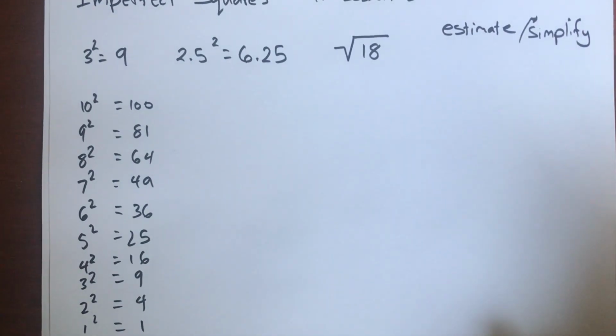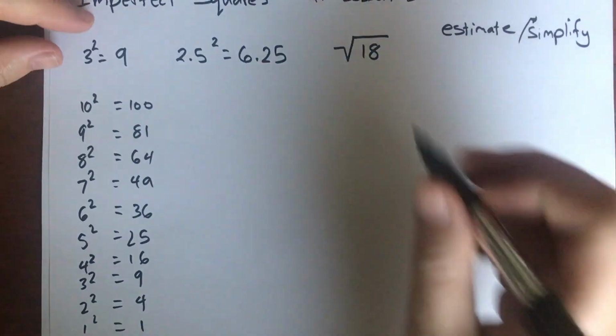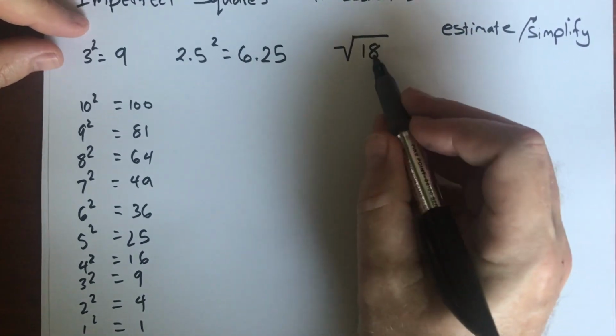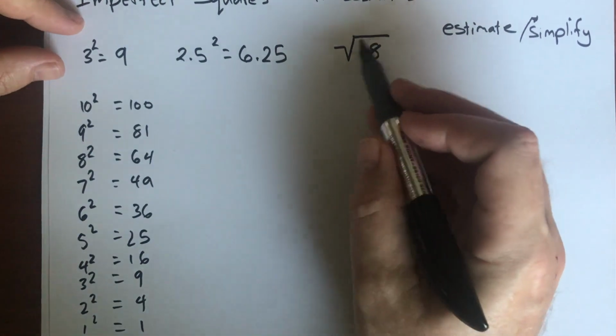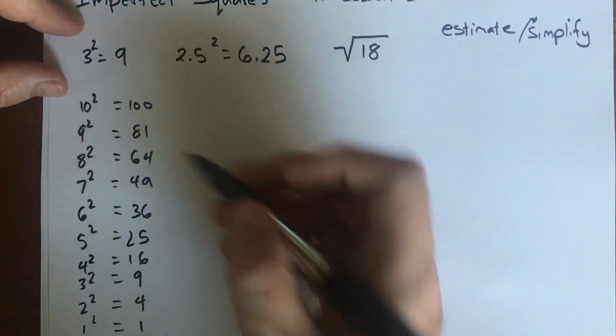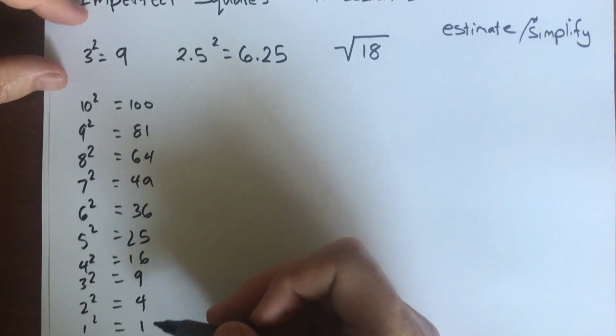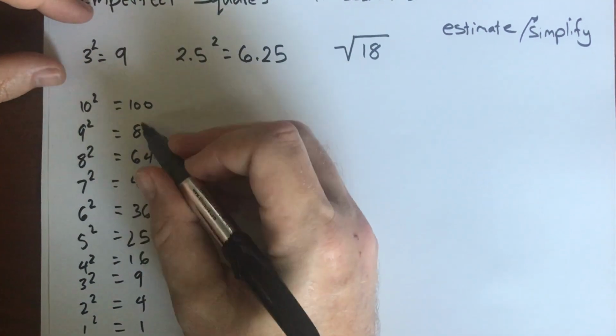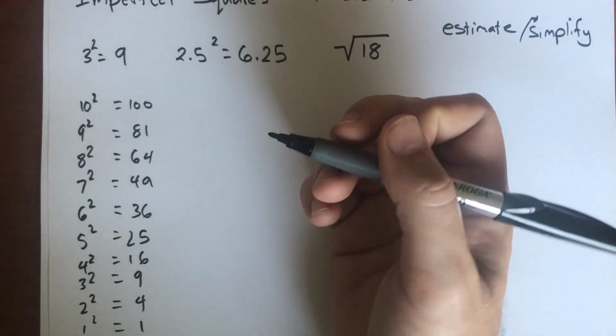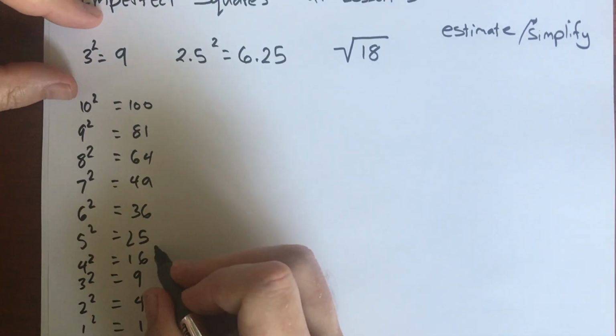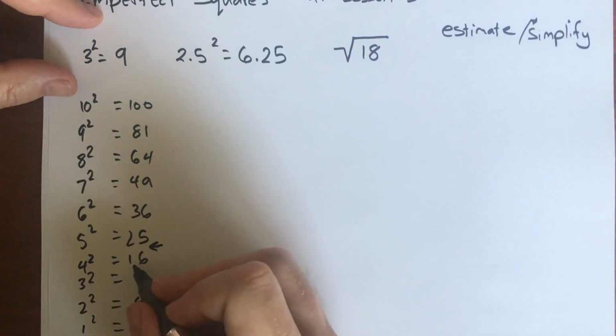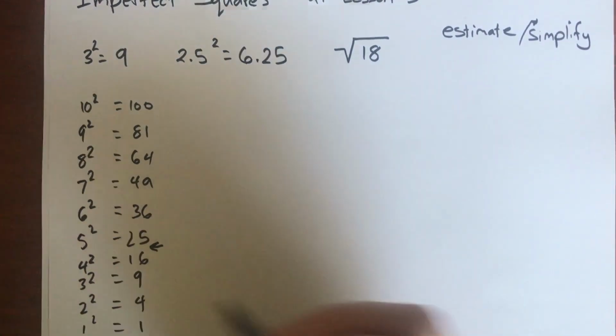Okay, so here's what we're going to do for estimating. So we're going to look at the number that we're taking the root of, the square root of 18. And what we look for is where does 18 fall in this number line? Because there's gaps, right? In between 64 and 81, a whole bunch of numbers are there. Well, we're looking at 18, which falls right here between 16 and 25.